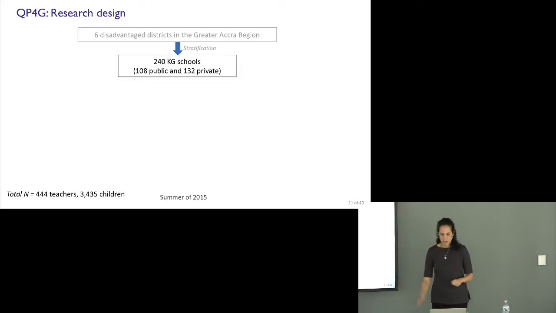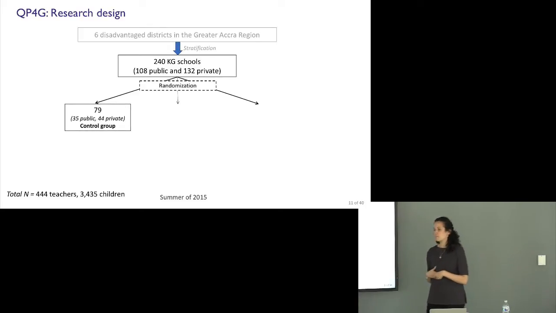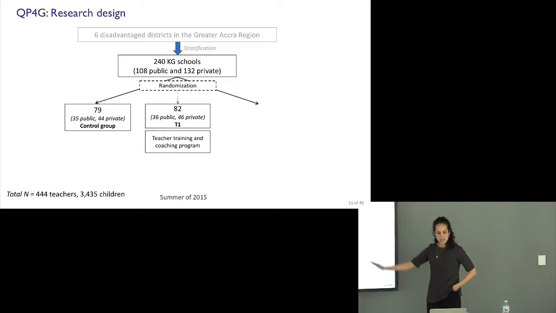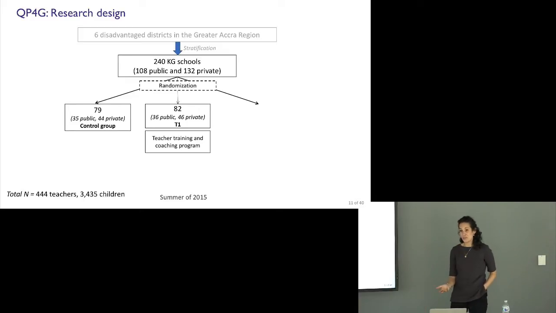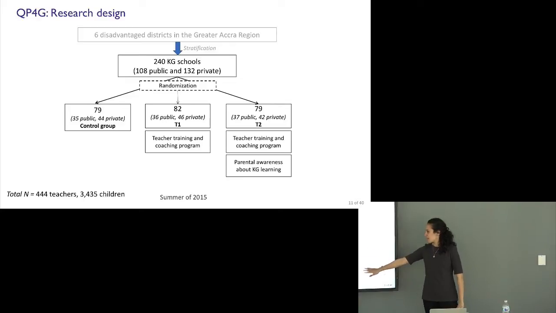We sampled public and private schools, and then we randomized schools to 3 conditions. The first was a control, where they just did whatever professional development they planned, whatever else they planned. We just came and collected data. The second group of schools received this teacher training and coaching program. And then the third group got the same program plus these parent engagement meetings.